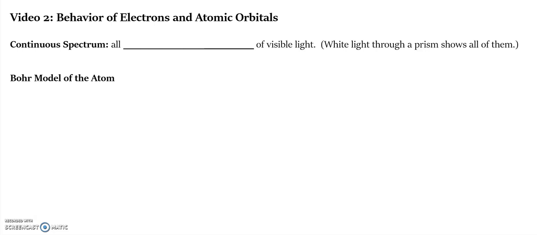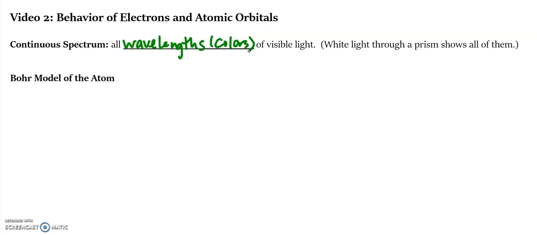This video is about the behavior of electrons and atomic orbitals. So first let's talk about a continuous spectrum. This is when all wavelengths of visible light are present. So that would mean, because we're talking visible light, that's going to be all the colors of light. And when you put all the colors together, you get white light.